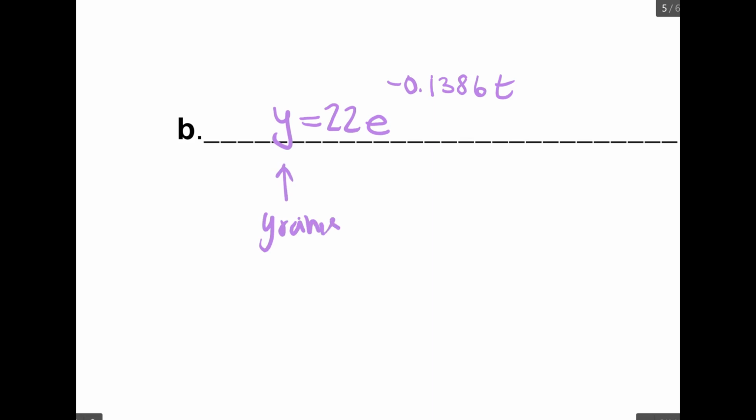Awesome. So the way we would write this is y is equal to a, because that depends how much we're starting with, times e to the negative 0.1386t. Actually, it did say we're starting with 22 grams, so I'll put 22 here because that's how much we're starting with. And this will give you how many grams you'll have after t hours.